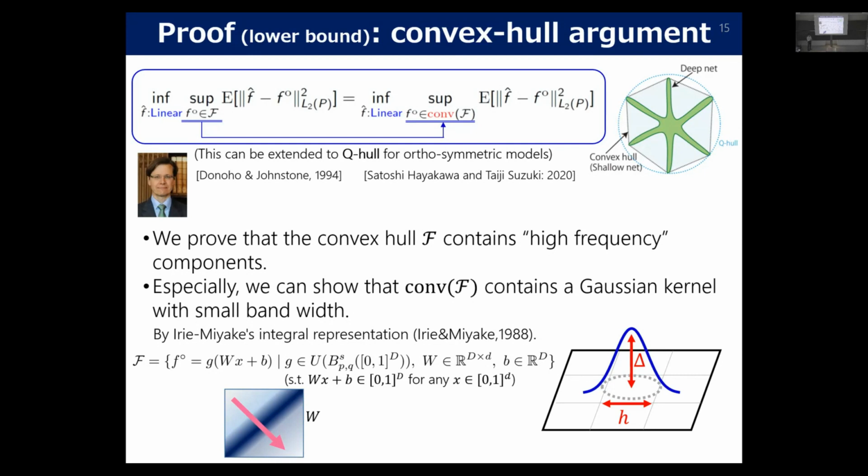I have used the so-called convex hull argument. This is a technique that was used by Donoho and Johnstone. Anyway, the minimax rate of the linear estimators is the same as the minimax rate on the convex hull of the target function class F. So as long as you are using linear estimators, it is dealing with, as if, the convex hull of our target function. If the target function class is highly non-convex like this, then by taking its convex hull, there is a huge gap between the actual minimax rate over all estimators and that over the linear estimators. So that is a trick.